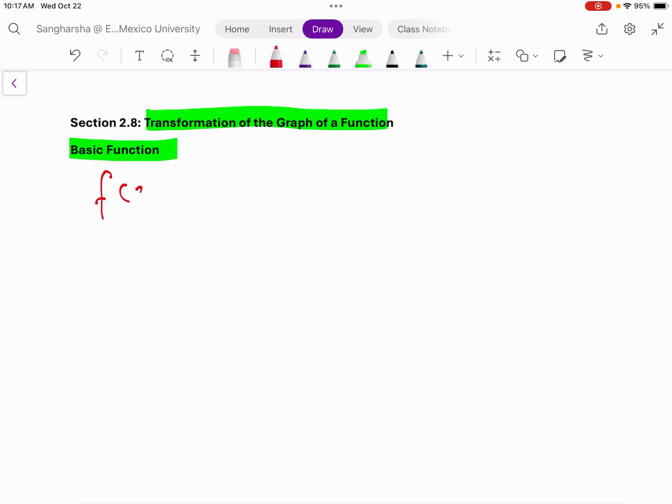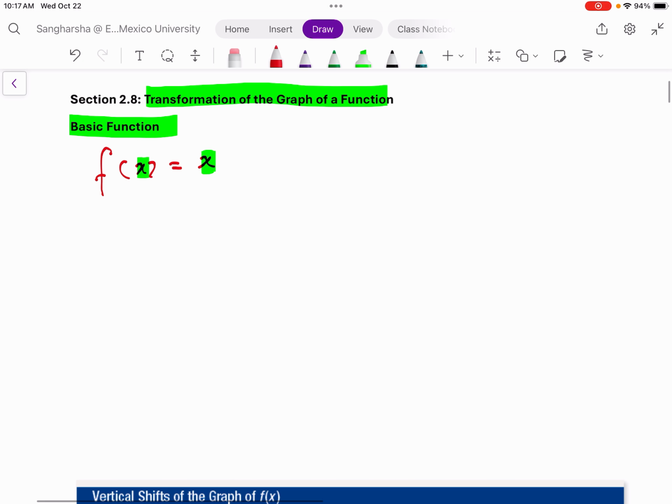If we have a function f of x equals x, here our x is the input, and this input x has an exponent 1. This is a linear function, and whenever we have a linear function, what is the type of graph we get? We always get a straight line. So if we have a linear function, then the graph of our linear function is a straight line.